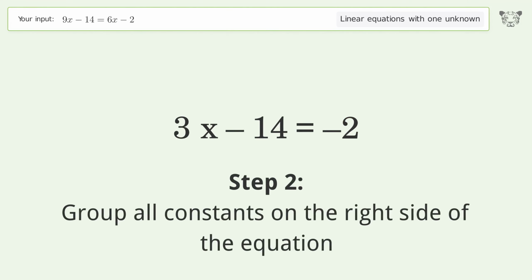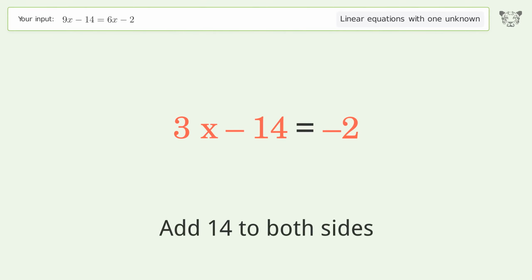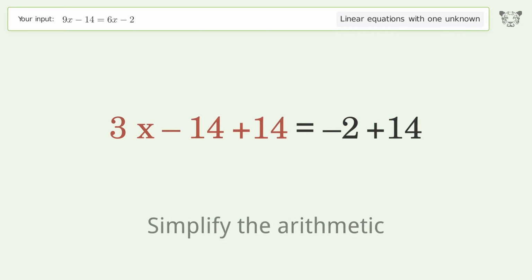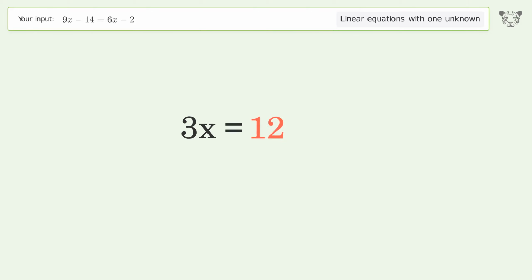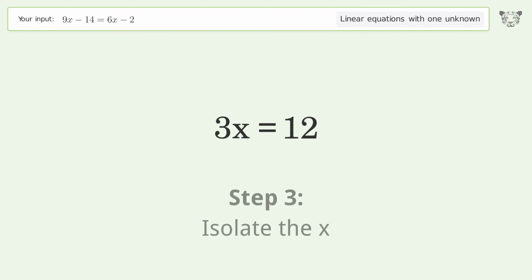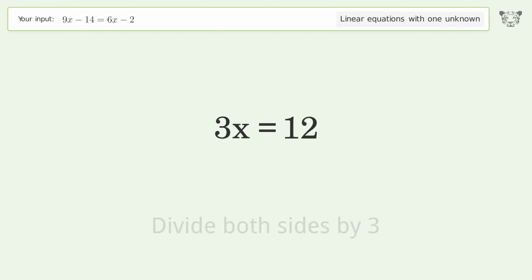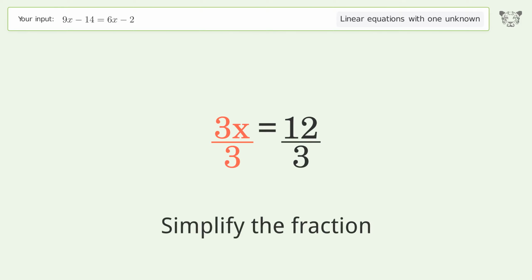Group all constants on the right side of the equation. Add 14 to both sides. Simplify the arithmetic. Isolate the x. Divide both sides by 3. Simplify the fraction.